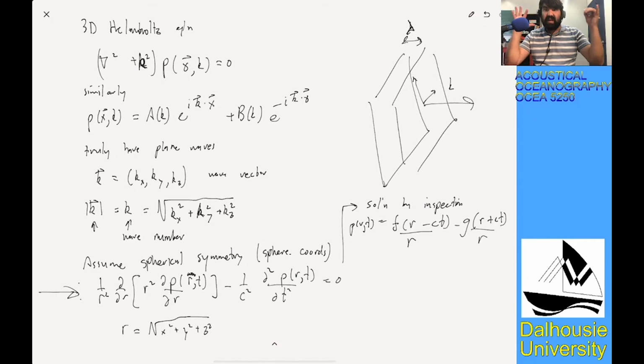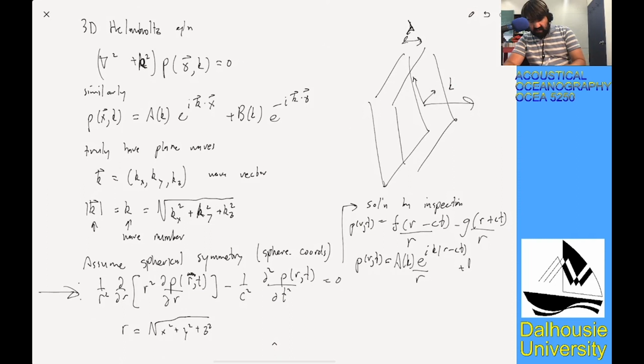And so a special case of that is, of course, these spherical waves, okay? So you would have something like A(k) e to the i k (r minus ct) over r plus B(k) e to the minus i k (r plus ct) over r, of course. And so this gives you this special case, right? It's really just talking about waves from a point source at the origin.